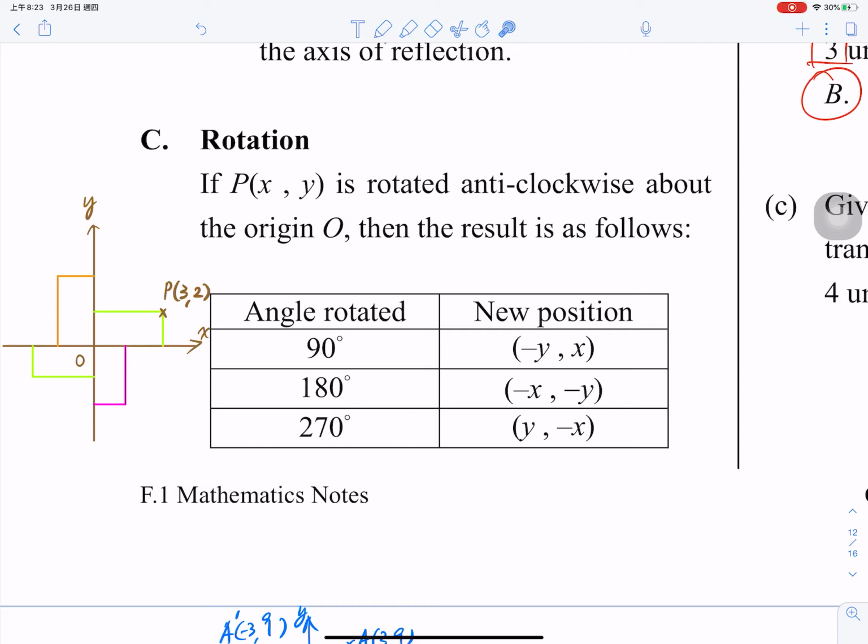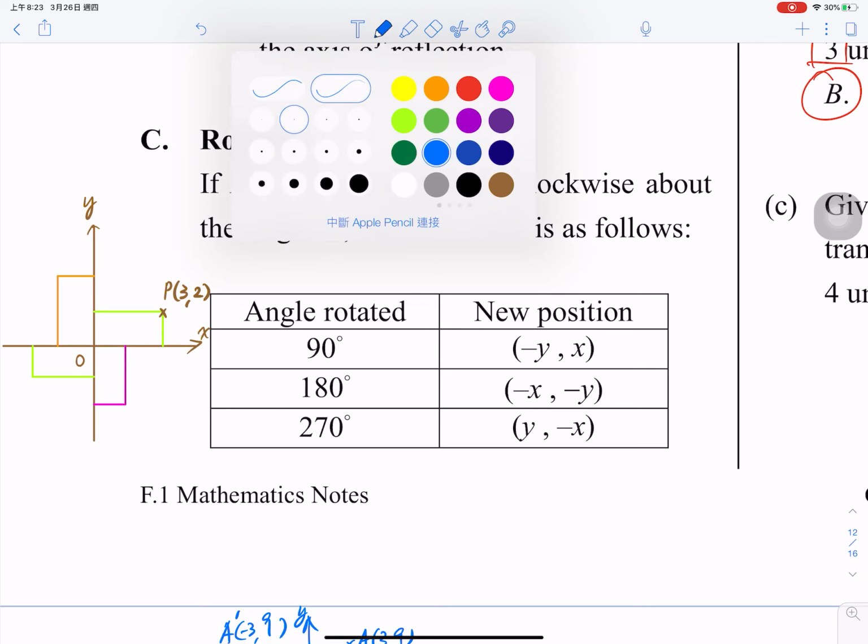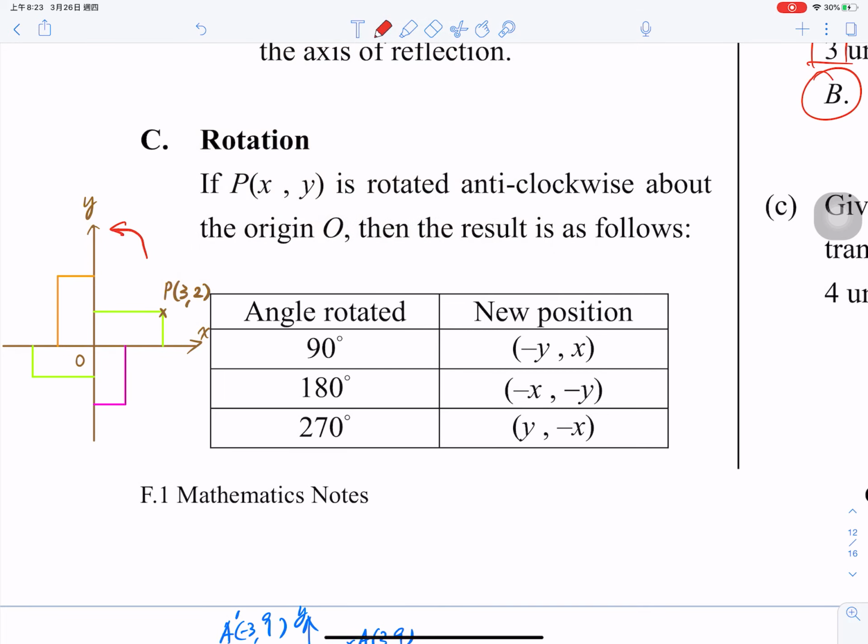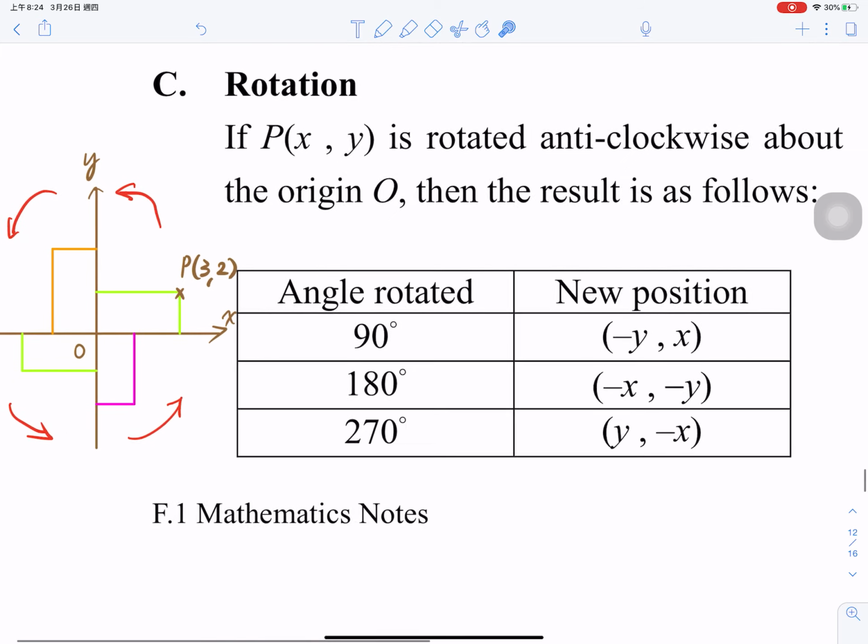Okay, C. Rotation. Now, if a point P is rotated anticlockwise about the origin, then the results are as follows. Okay, anticlockwise, that means rotate in this direction. So let's see, if rotated, then what happened? Start from point P here. If rotated like this, 90 degrees, what happened?